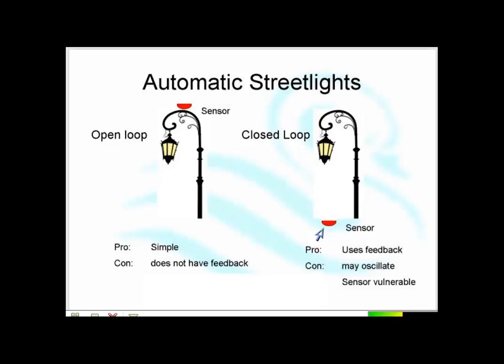Another big disadvantage, and it's one of the biggest disadvantages of using feedback, is what could happen is the sensor on the closed loop system could say, oh, look, it's dark, I'll turn the light on. Click. Oh, look, it's light, I'll turn the light off. Click. Oh, look, it's dark, I'll turn the light on. Click. Oh, look, it's light, I'll turn the light off. Click. So closed loop systems, whenever you use feedback, the first thing that feedback wants to do is oscillate.